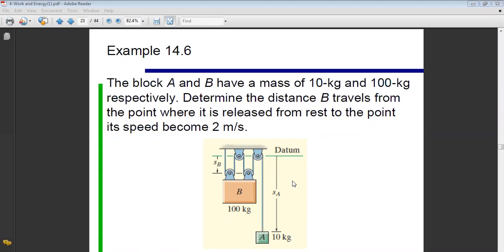So in this problem, we have two moving blocks A and B attached to a system of pulleys, and we need to find what will be the distance traveled by B when its speed becomes 2 meters per second. So here we have solved a similar problem, if you remember, in the previous chapter, okay? And we used chapters 12 and 13 to solve it. We have considered the free body diagram of A and B separately, and we have considered all forces acting on them. And then by writing a system of equations, we solve for the acceleration.